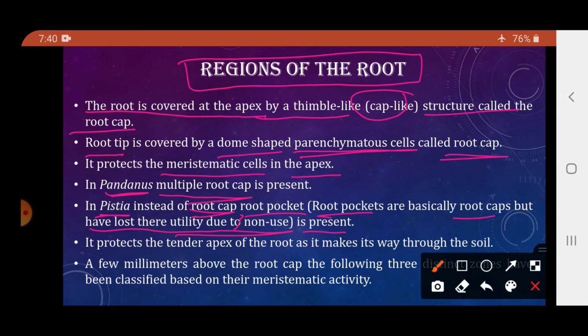That means root caps are there but they have no function. So in aquatic plants, basically Pistia is an aquatic plant which does not need a root cap, still it has one. So those non-functional root caps are called root pockets. What is the general function of the root cap? It protects the apex of the root as it makes its way through the soil.